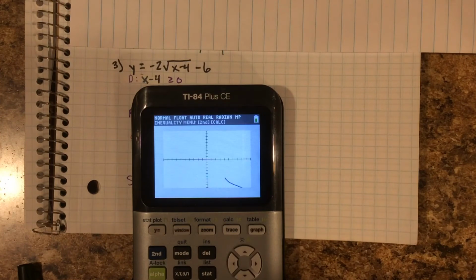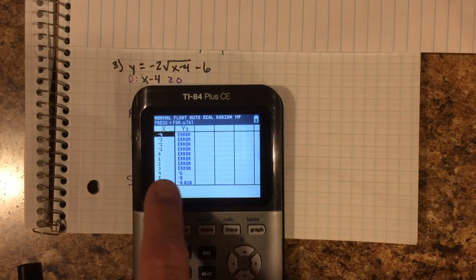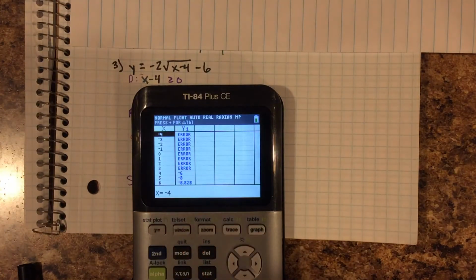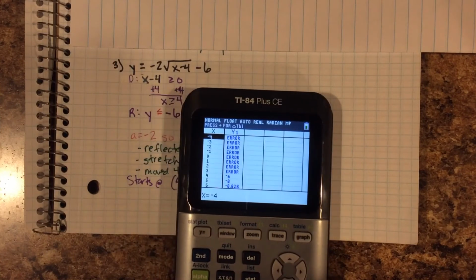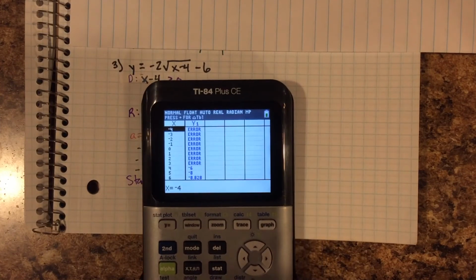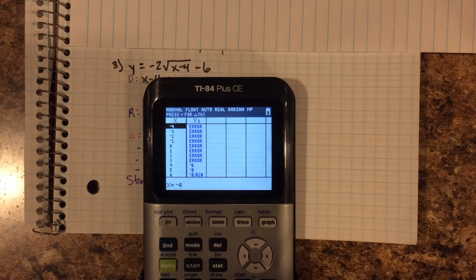And it starts our graph down here in quadrant 4. If you recall, we can get our table because now we go second table, and it shows us our graph. And you'll notice that in the table, every point prior to 4, negative 6 shows an error because there is no output for x values that are less than 4. Your x values cannot start until you get to an x value of 4.